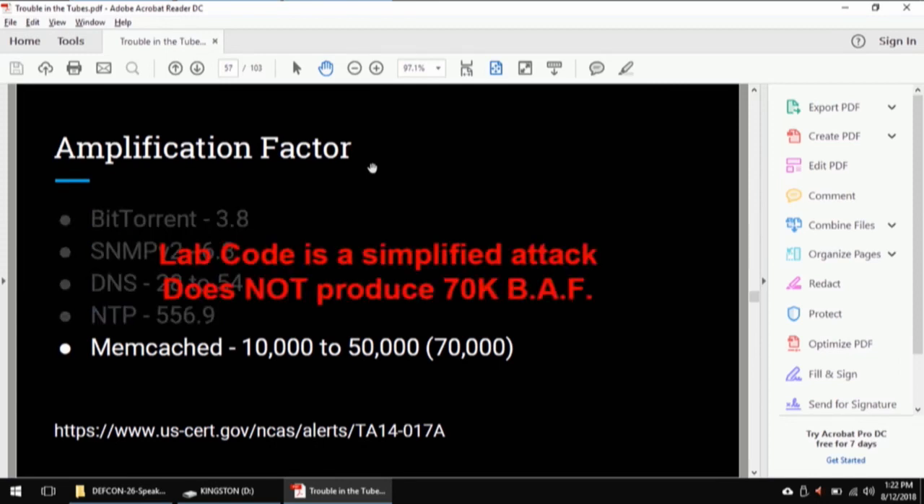I provide some sample code, but the code I provide is simplified and doesn't have the magic sauce. It just uses the stats call, so it doesn't produce a 70K bandwidth amplification factor.